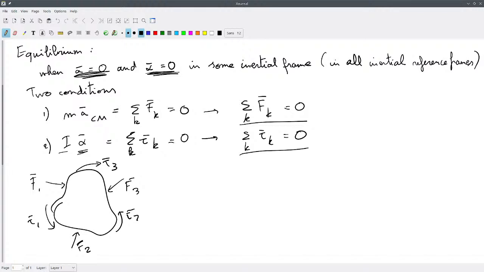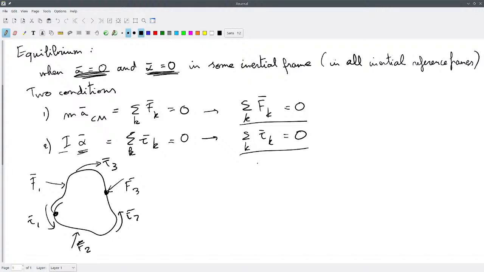Now one problem immediately presents itself. If I talk about torques here, torque around what axis? I could calculate the torque around this axis. I could calculate the torque around the axis where this force F3 applies, which would mean that F3 then doesn't cause any torque at all on this object, but F1 and F2 will still cause a torque. So it turns out it doesn't actually matter which axis you use.